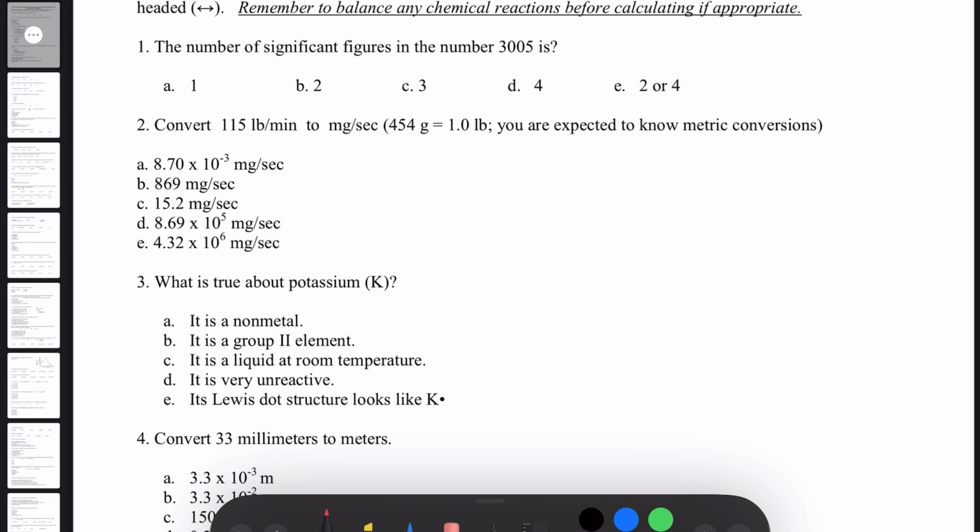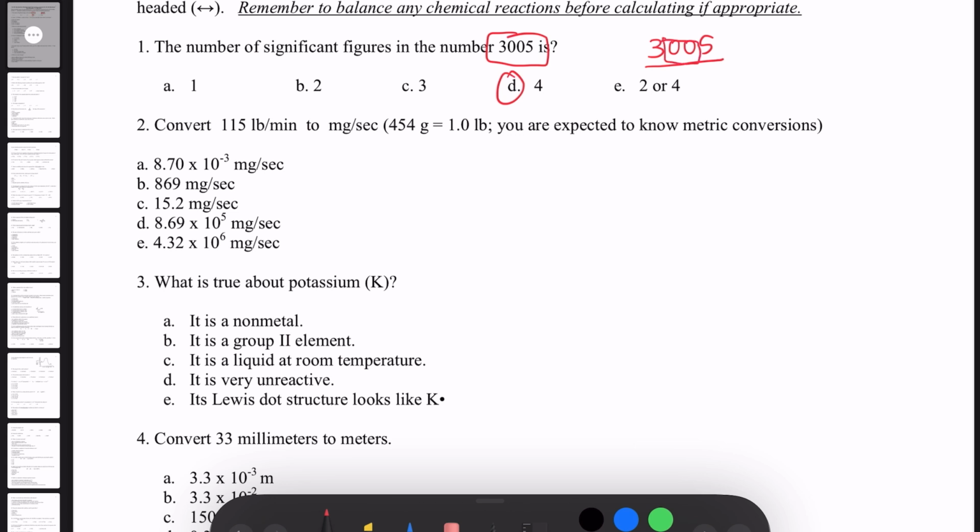So starting off with number 1, we're looking at the number of significant figures in the number 3005. Now, significant figures are super important. You're going to use them basically whenever you're finding anything in any problem in chemistry. So it's super important that we learn how to do that. In this case, I can tell you right away, there are 4 significant figures in here. And we're going to go over it later, but the reason why there's 4 is because in 3005, 5 is the last number in this number, meaning that it's a significant number.